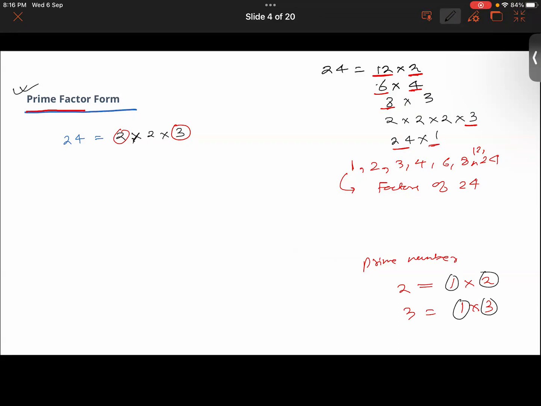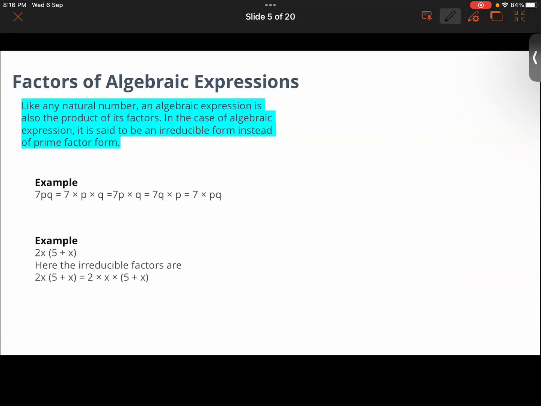So that is clear. Now let's move ahead to the algebraic expressions. Algebraic expressions की हम बात करते हैं. So like any natural numbers, an algebraic expression is also the product of its factors. But in the case of algebraic expressions, it is said to be an irreducible form instead of prime factor form.